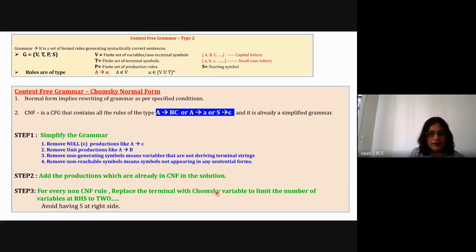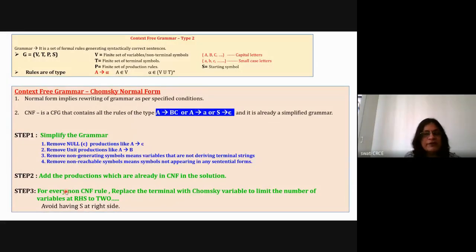It is difficult to understand step number 3 as I'm explaining it right now, but with the help of the problem you will be able to understand it. What I'm trying to say in step 3 is that you take every non-CNF rule and convert it with the help of a new variable called a Chomsky variable, and rewrite it in such a way that the right hand side contains only two variables or a single terminal symbol. So we just have to rewrite it by doing a little bit of adjustment. That is normal human intelligence that you can use to do that.